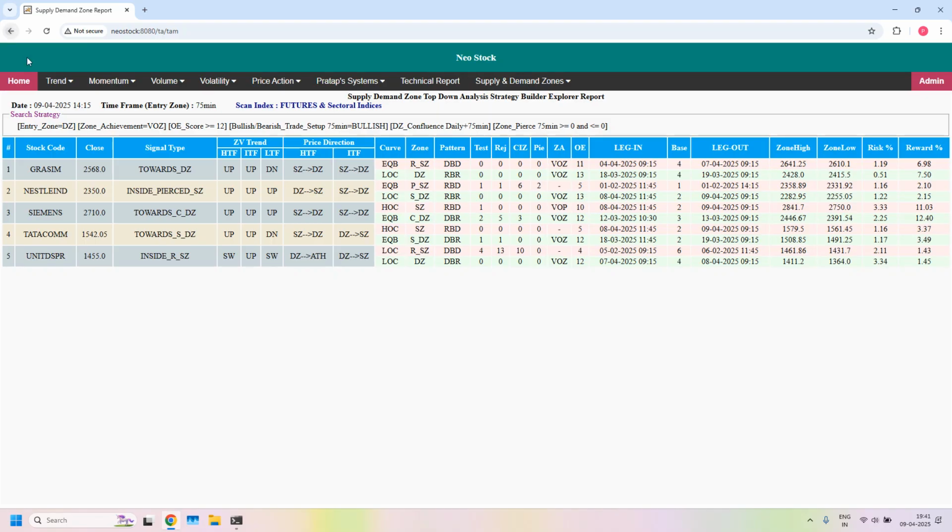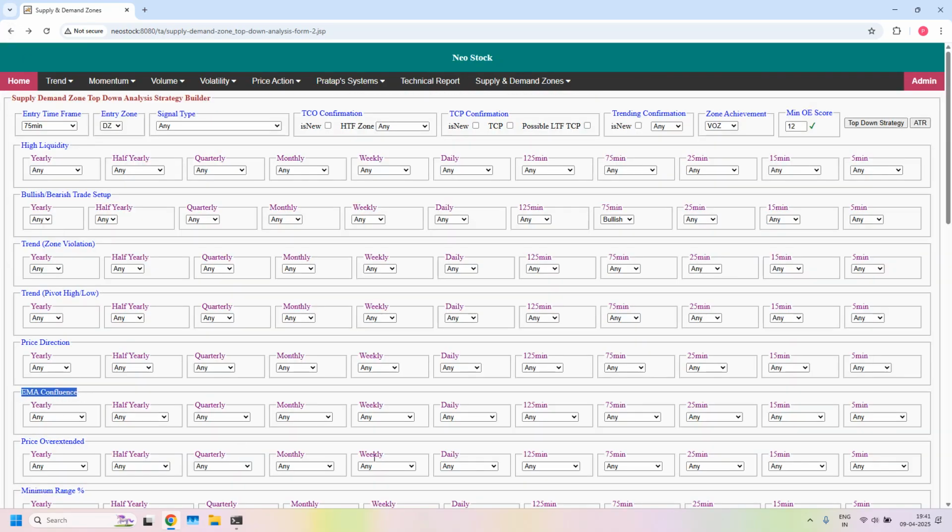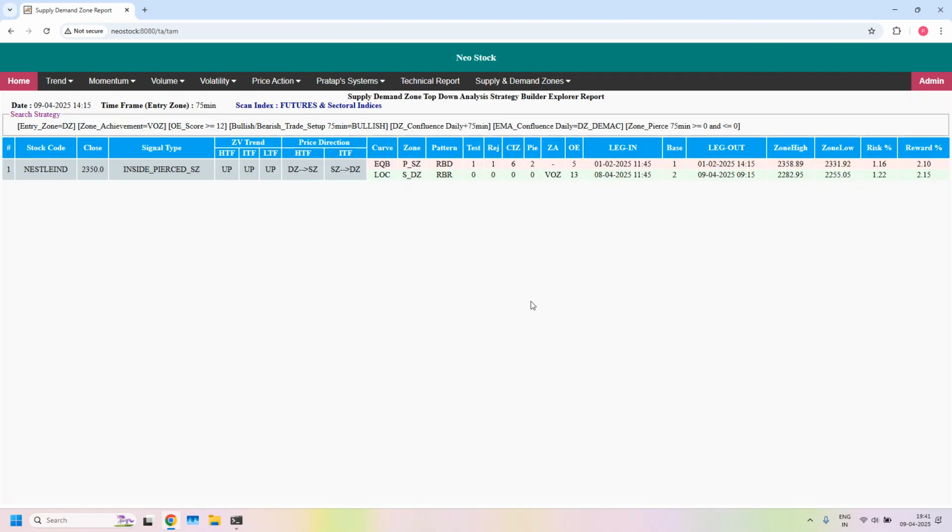So let's filter. In the EMA confluence at the daily time frame, I am checking whether the daily demand zone has daily EMA confluence. And the daily trend is an uptrend in all the 5 stocks. Let's filter. We got 1 stock. So this 75 minutes demand zone might have a higher probability of success.